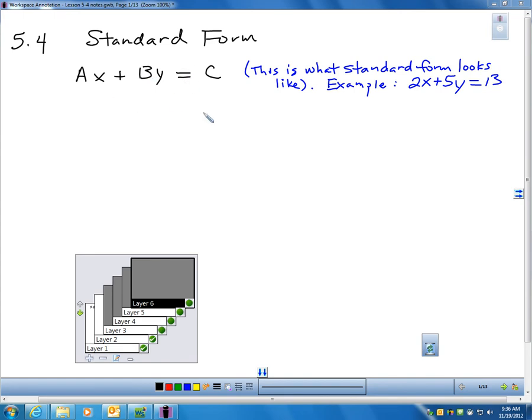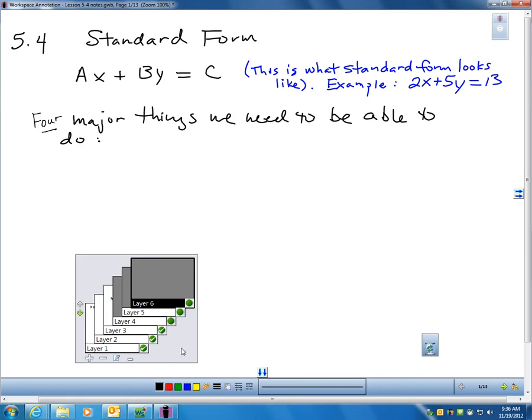Now standard form we've actually used earlier this year. Remember, we used standard form. It was really easy to find the x and y intercept of a graph. When our equation is in standard form, to find the x-intercept, you just plugged in 0 for y and solved for x. And to find the y-intercept, you plugged in 0 for x and solved for y. So standard form is what we're working with today. We're writing linear equations in standard form.